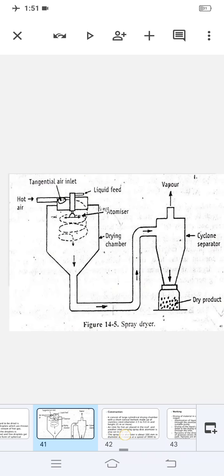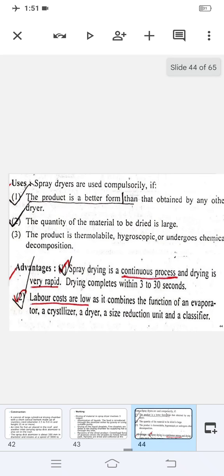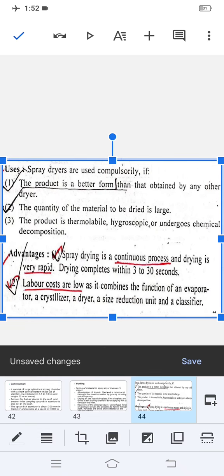Next, what are the uses? Spray dryers are compulsorily used if the product is of a better form than that obtained by any other dryer. Second, if the quantity of the material to be dried is large, and if the product is thermolabile, hygroscopic, or undergoes any chemical decomposition.